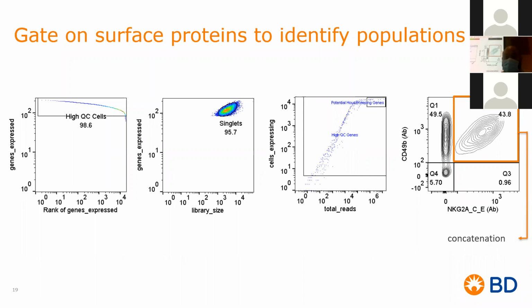So here I'm gating on CD49B against NKG2A. So traditional markers for your NK populations. So I'm going for my double positive. And if, again, we're all used to flow cytometry, this looks very much as if it had come from a flow cytometry experiment, but in reality, it's from your multiomics.